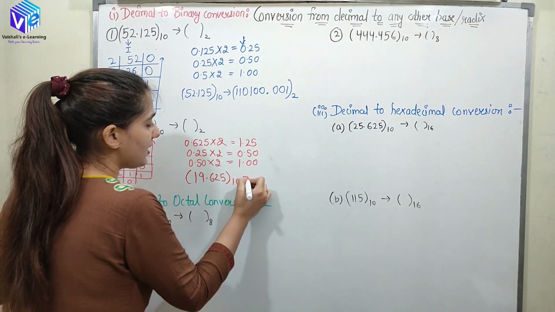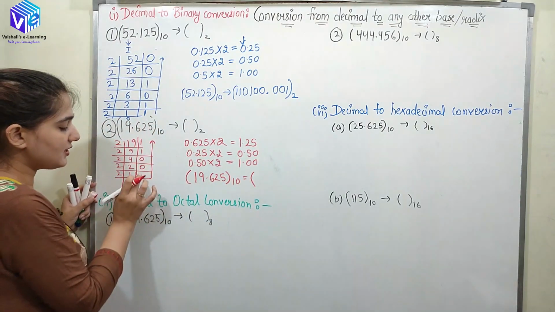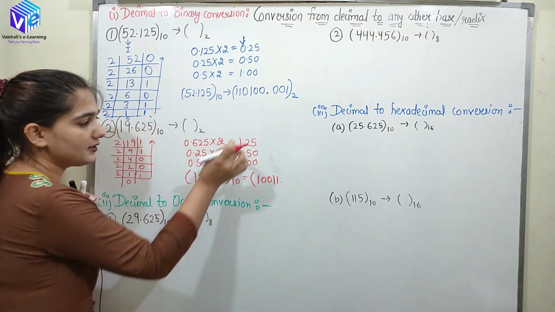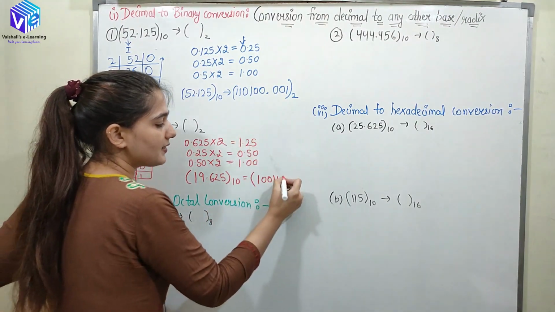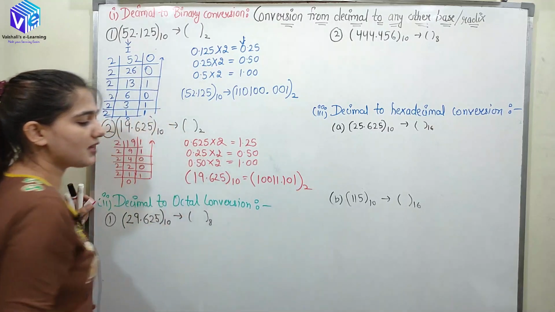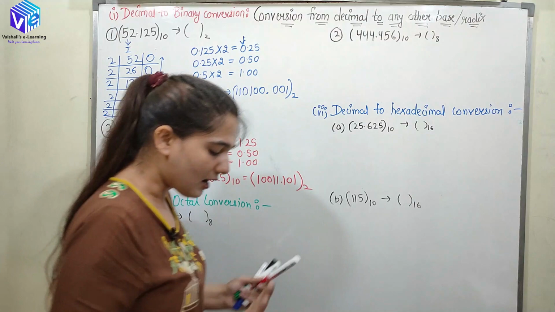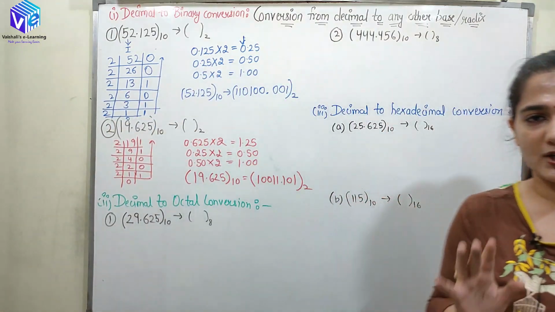19.625 in the decimal can be represented as the integer 10011, point. Now the fractional part is 101, right? So this is how I can convert it into the binary form. I hope now decimal to binary conversion is clear.